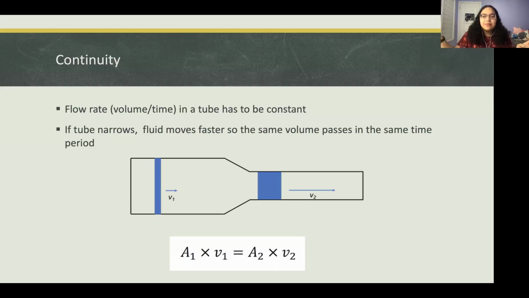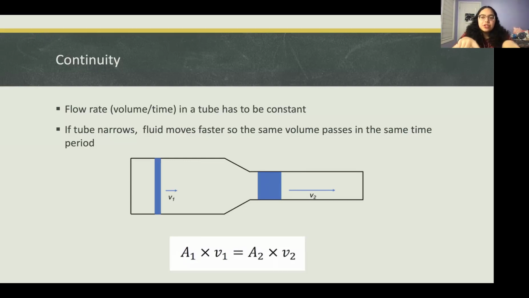It has to be a constant amount passing because you can't compress the fluid. So it has to be the same thing passing the whole time. For that volume over time to be constant, if you reduce your cross-sectional area, you will have to speed up so that the same amount can pass in the same time. So AV equals AV. If you reduce your area, you increase your velocity. If you increase your area, you reduce your velocity.